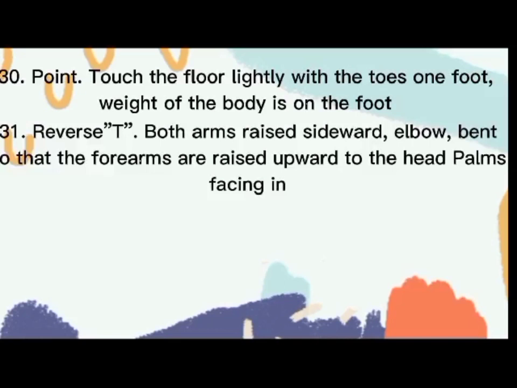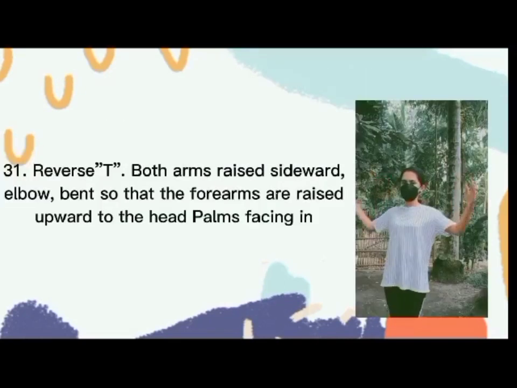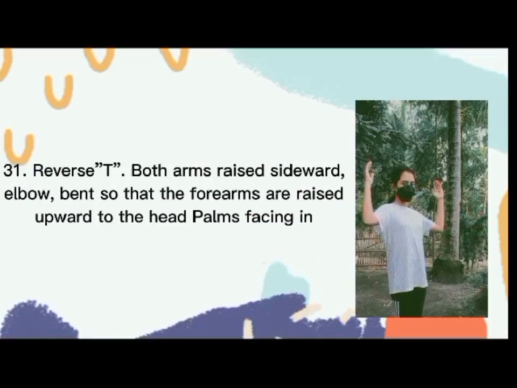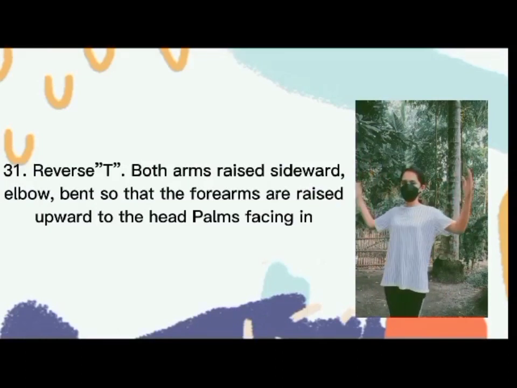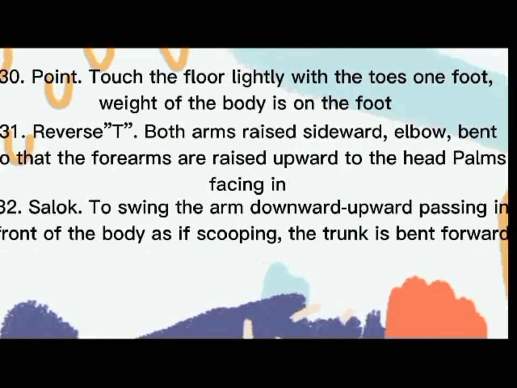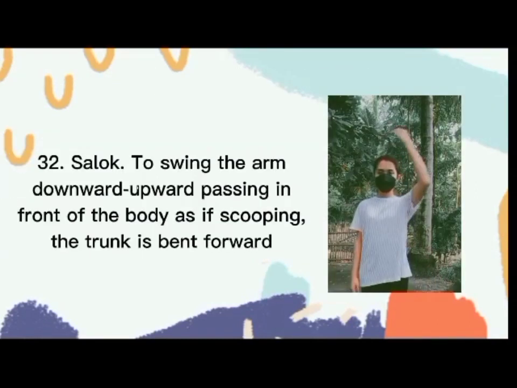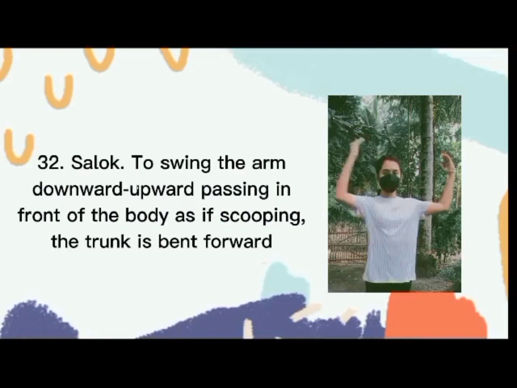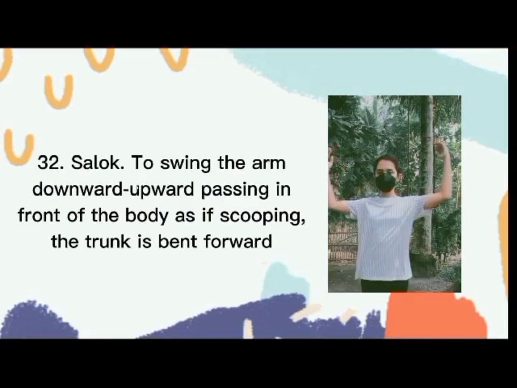Next is reverse T. Both arms raised sideward, elbows bent so that the forearms are raised upward to the head, palms facing in. Next is salok. To swing the arm downward, upward, passing in front of the body as if scooping. The trunk is bent forward.